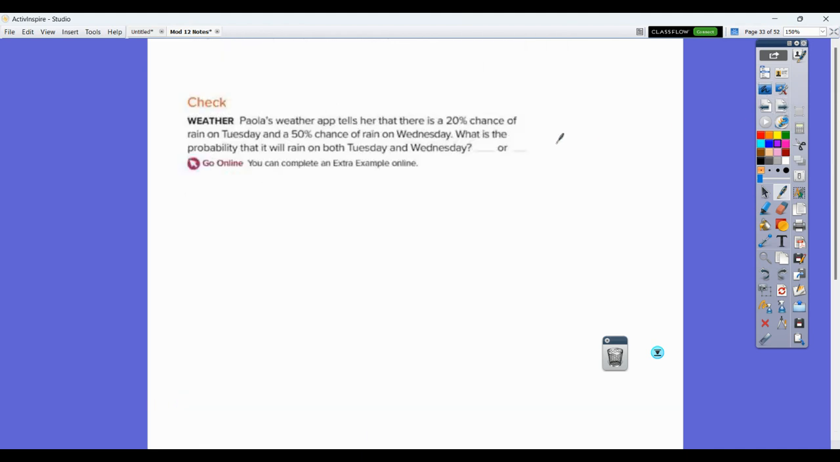If we move on, we have a weather app saying there's a 20% chance of rain on Tuesday and a 50% chance of rain on Wednesday. What is the probability that it will rain on both Tuesday and Wednesday? In that case, you would do your 20%, that's your first option, times your 50% chance of rain, that's your second option. That gives you a 0.10 answer, or a 10% chance, or you can write it as 1/10. If it's asking for different answers, 0.10, 10%, or 1/10, any of those three are fine. That's how you find that.